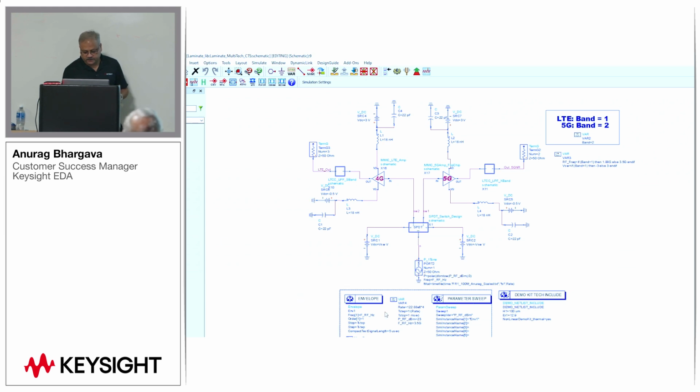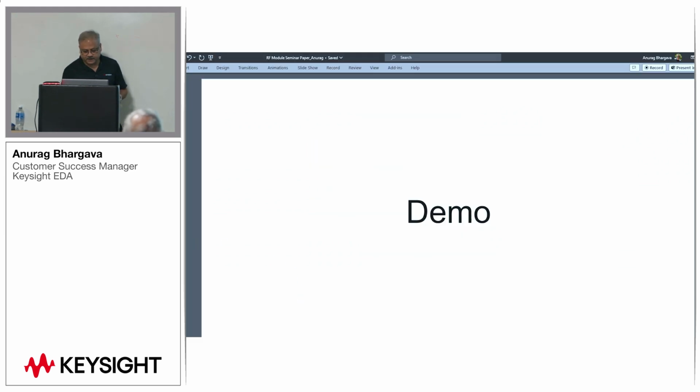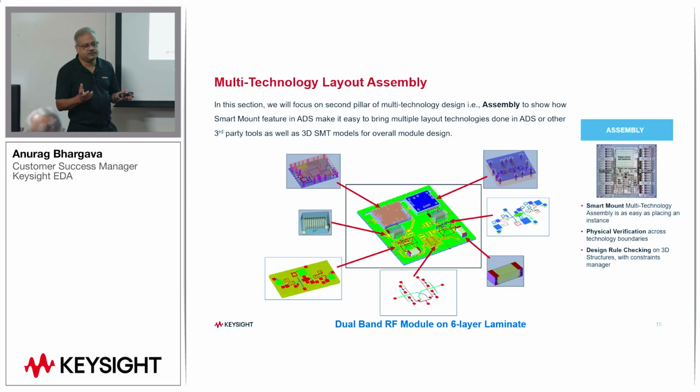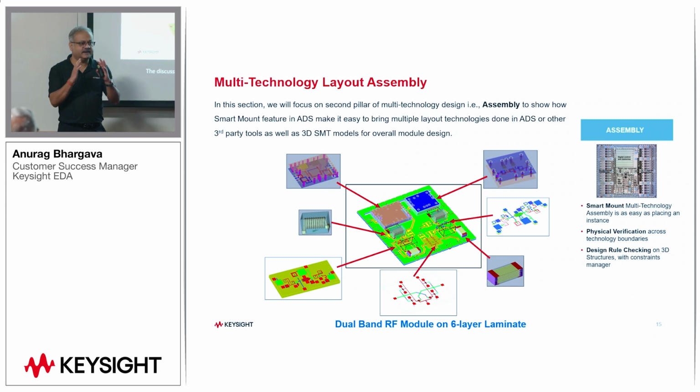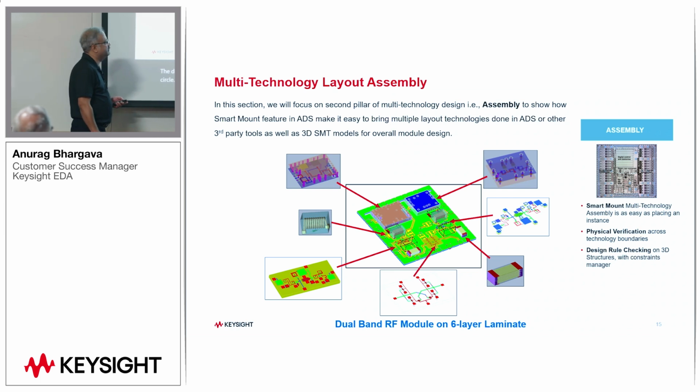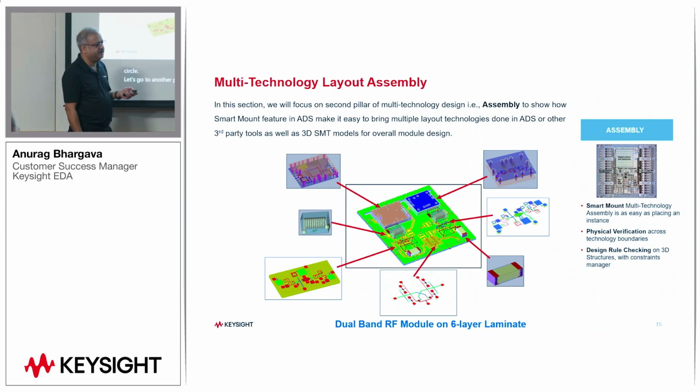And again, moving on, this is just a quick glimpse. So we continue with the rest of the discussion. So that was how easy it was to bring in multiple schematics, add them up in your workspace, and design your circuit. Now let's go to another pillar which we talked about, which is assembly.